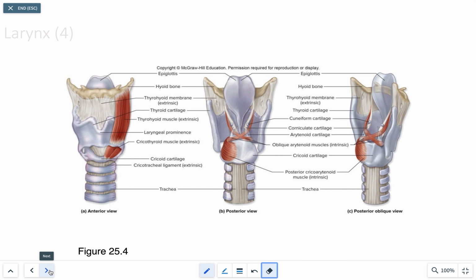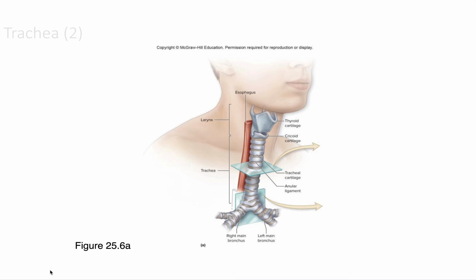So with the trachea, when we look at the trachea again, we have the thyroid cartilage, which is only continuous in the anterior view. We have the cricoid cartilage. Again, we have in the posterior view the esophagus, which was running. And then we have these C-shaped tracheal cartilages that help maintain the support.